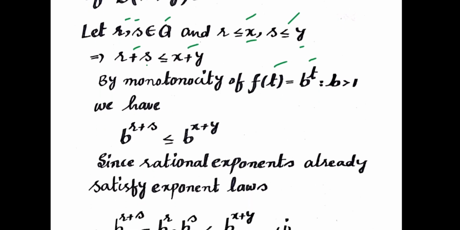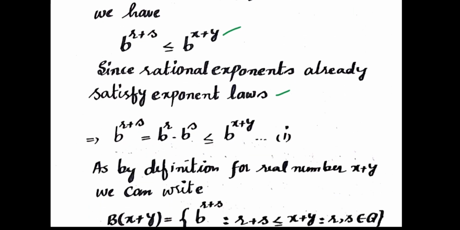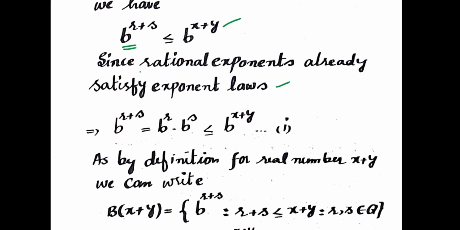Monotonicity says that the power of b at r plus s is less than or equal to the power of b at x plus y. Since rational exponents already satisfy the exponent law that I have proved in the first part, and r and s are rational numbers, I can apply the law of exponents here. This can be broken as b raised to power r into b raised to power s less than or equal to b raised to power x plus y. Say this is my inequality number 1.